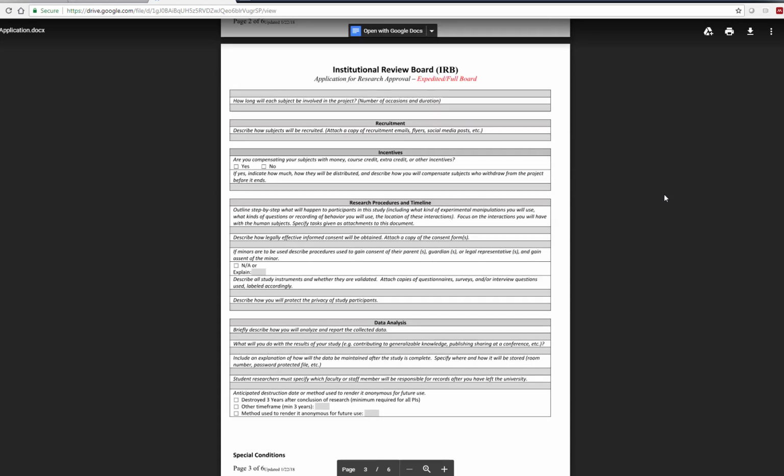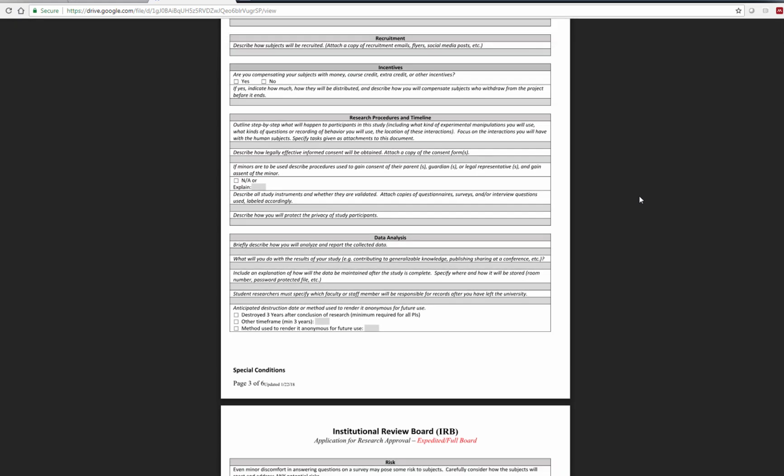After this, the researcher should provide information about recruitment and incentives. If the researcher plans to recruit subjects using emails, flyers, social media posts, or anything like that, they should provide copies of those materials for review. Also, the researcher should be very clear about any incentives that are utilized, including the use of money, course credit, extra credit, or gift cards. Researchers should note that recruitment materials and incentives should not be overly coercive.